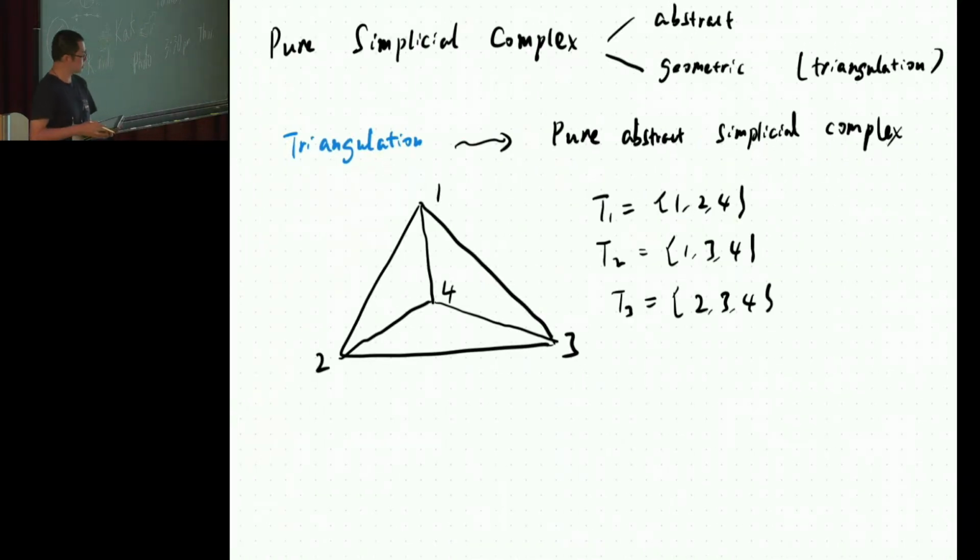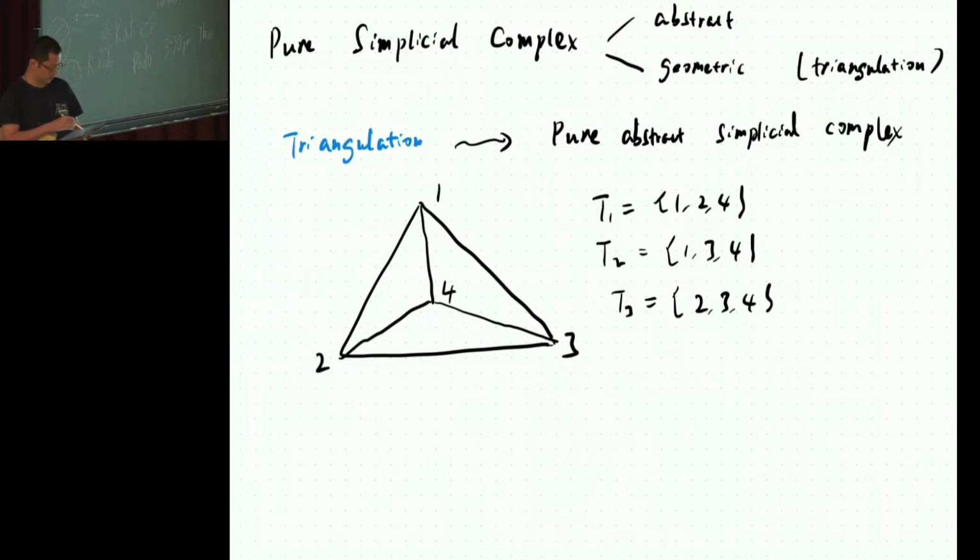There are actually two versions of pure simplicial complex. One is abstract, which I just defined. The other is a geometric one. I think the term pure geometric simplicial complex is too long. So instead, I will use the word triangulation. Basically, they mean the same thing, and this word is very intuitive.